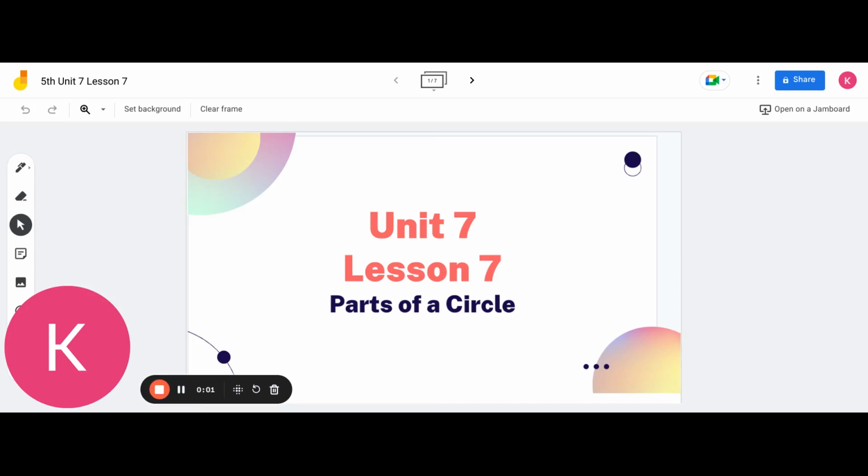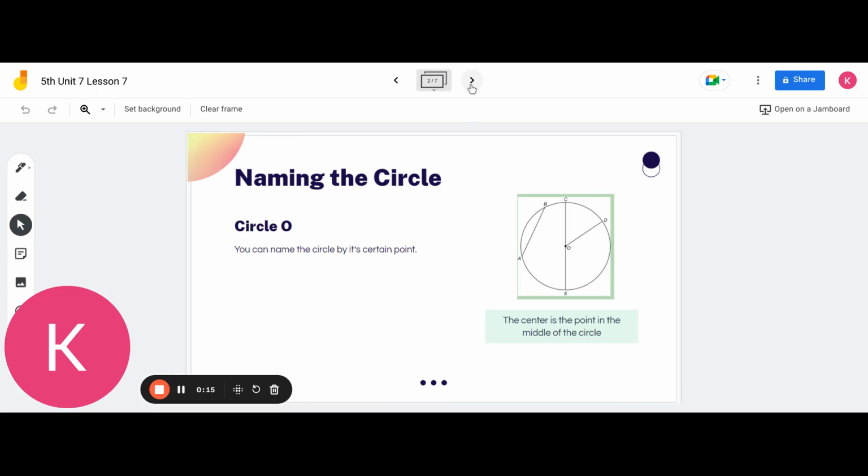Unit 7, Lesson 7. This is the last lesson of Unit 7, so we are getting close to the test. This lesson is pretty simple. It's basically just dealing with vocabulary and circles, obviously.